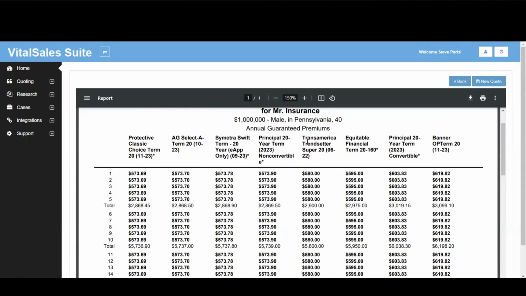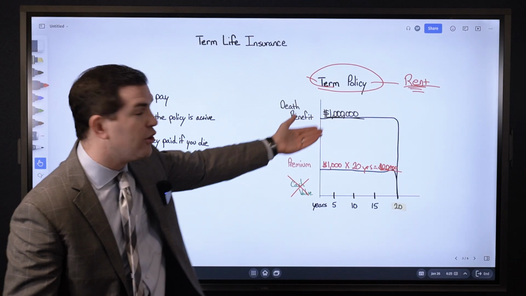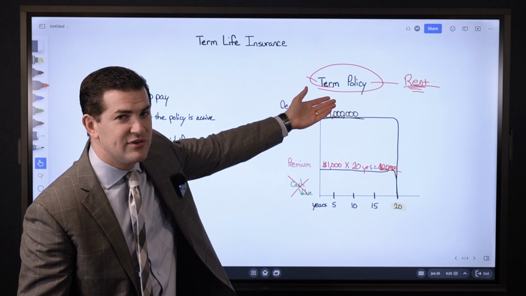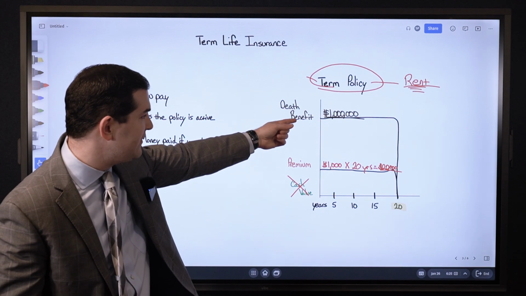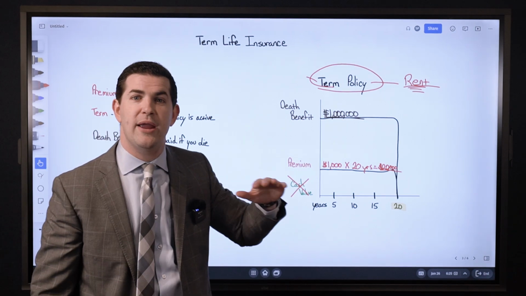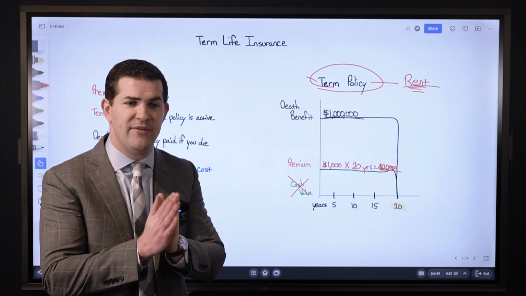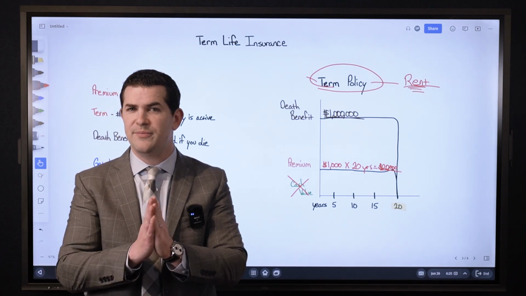But pretty straightforward. Term policy, I pay a premium. If anything happens during the term, the number of years that policy is in force, a death benefit is paid out. If I stop paying at any point in time, the policy goes away. But again, very straightforward. Let us know if this video helps and if you have any questions at all. And as always, I hope this helps.